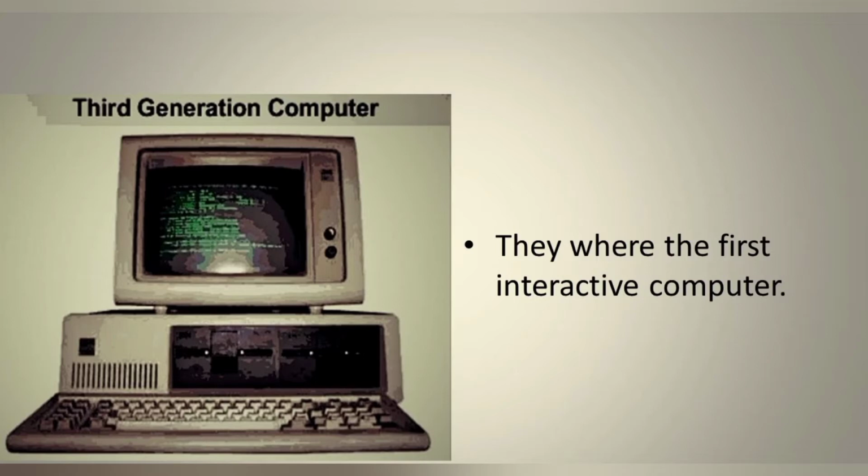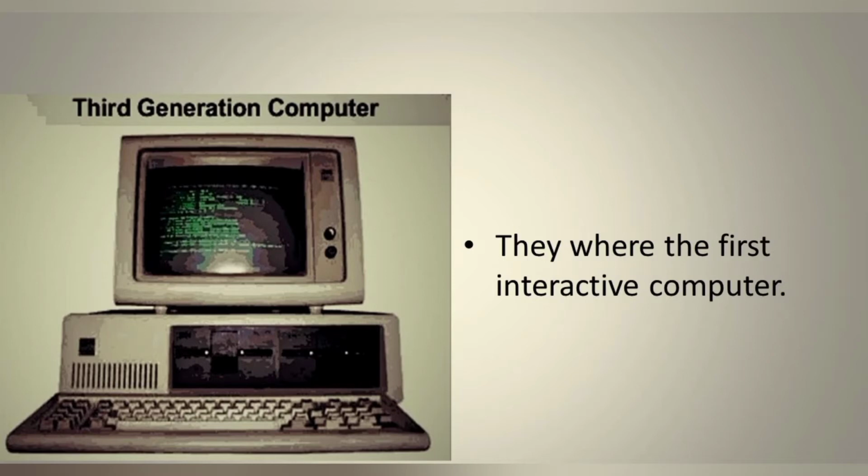It also brought about operating systems. Applications were also used in these third generation computers. Well, we say it was interactive because with the keyboard and the monitor, you could type and see what you are doing. Now, the third generation computers were much faster and much cheaper compared to the first and the second generation.